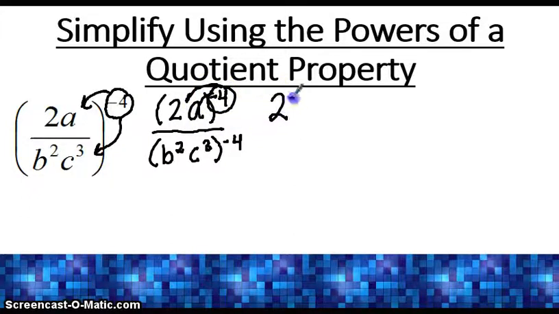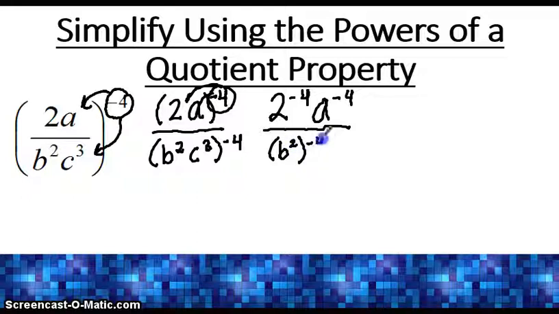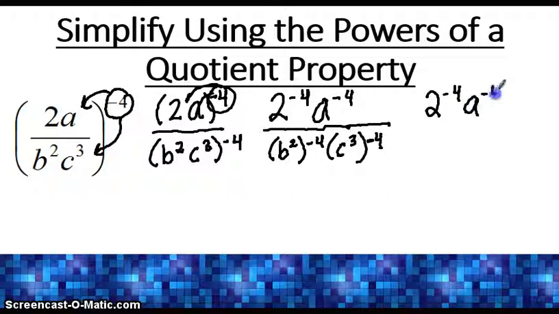So we have 2 to the negative 4, a to the negative 4, over b squared to the negative 4, c cubed to the negative 4. We now see powers of powers, so we have 2 to the negative 4, a to the negative 4, over b squared to the negative 4, which would be b to the negative 8, c cubed to the negative 4th, which would be c to the negative 12.